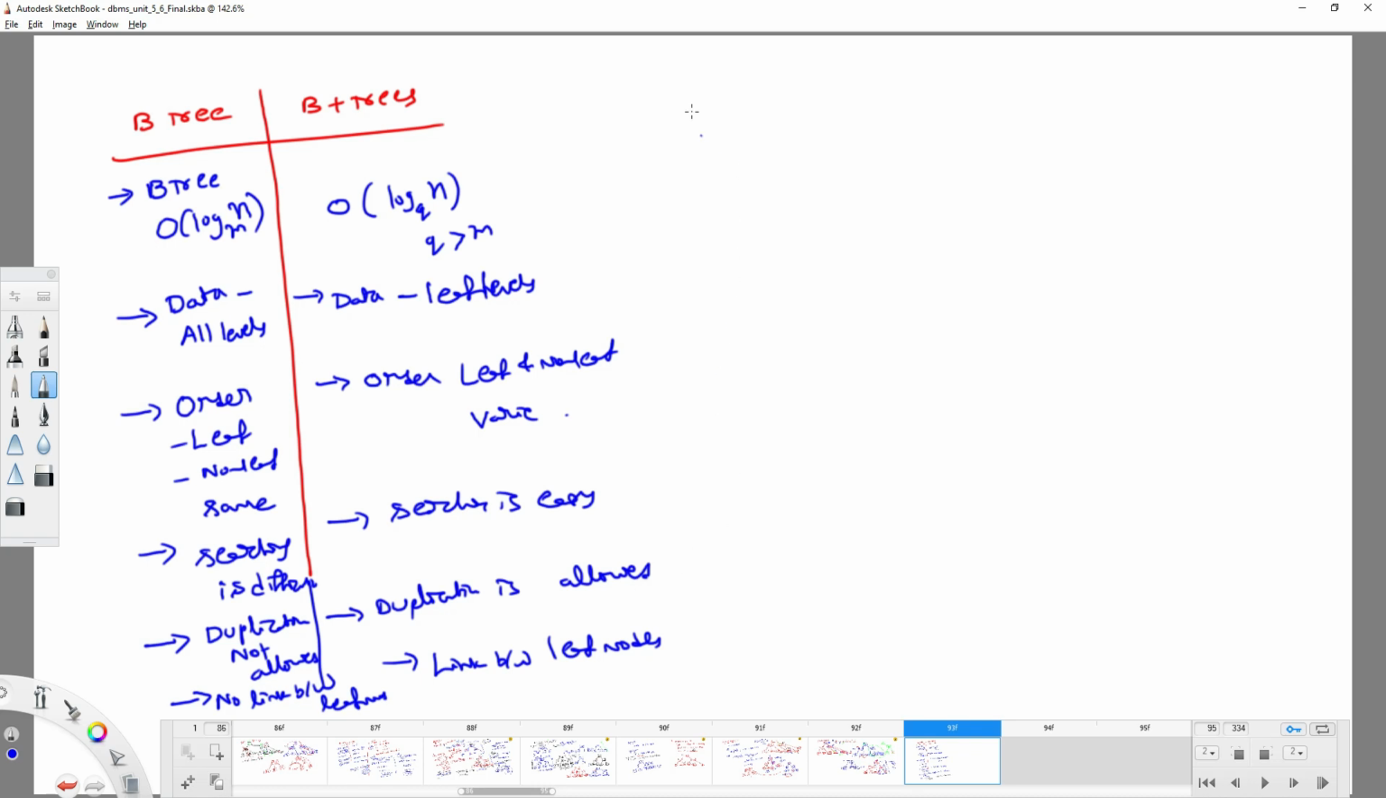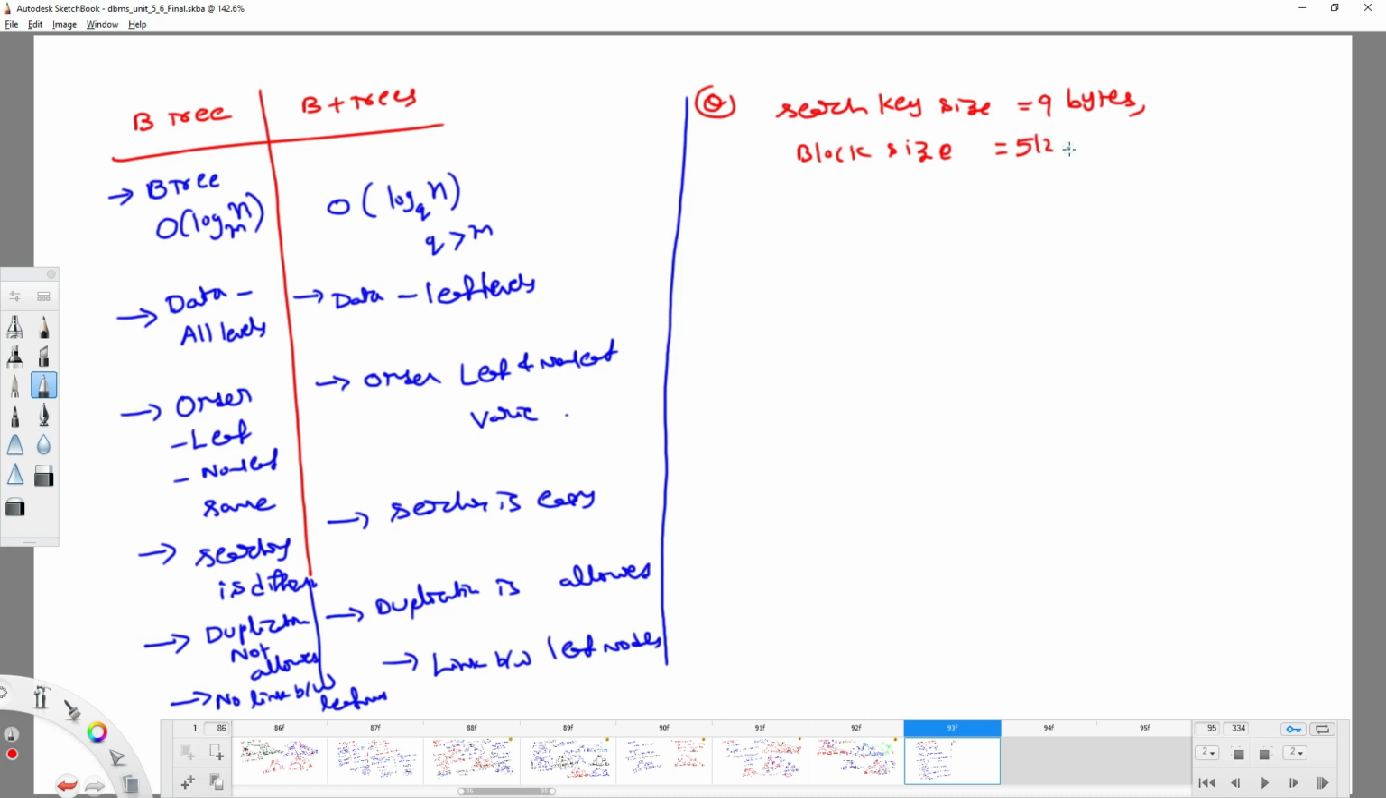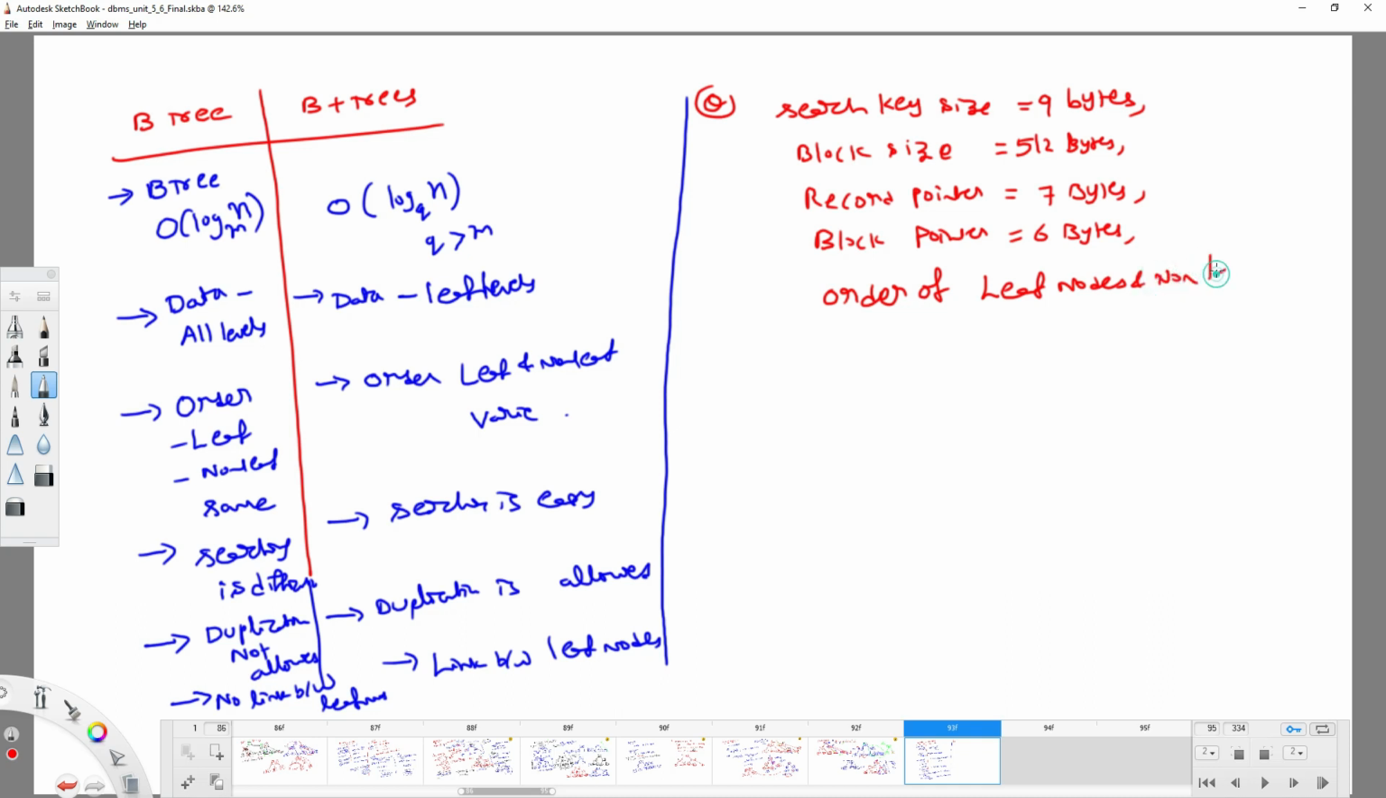Now, suppose for example, the search key field size is going to be 9 bytes, and block size is going to be 512 bytes. Record pointer, what might be the required parameters? Can you tell? Record pointer is going to be 7 bytes. Block pointer is going to be 6 bytes. Right? Then can you tell what might be the order of leaf nodes and non-leaf nodes?